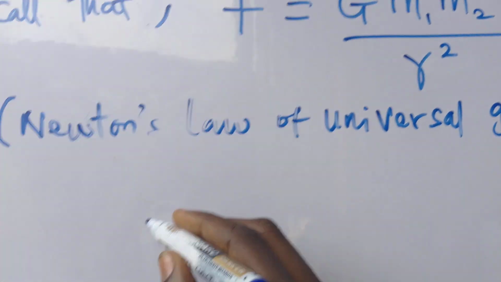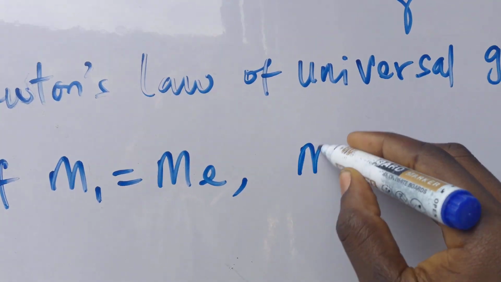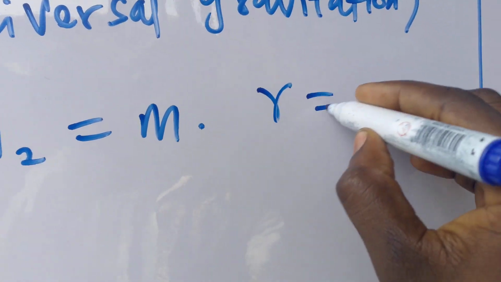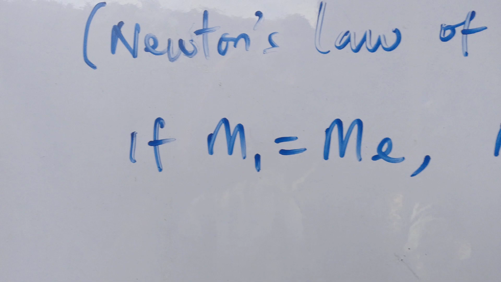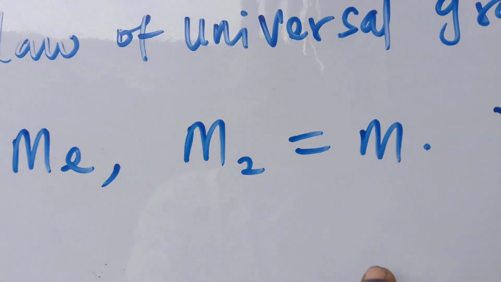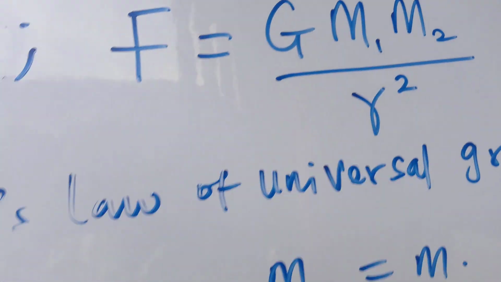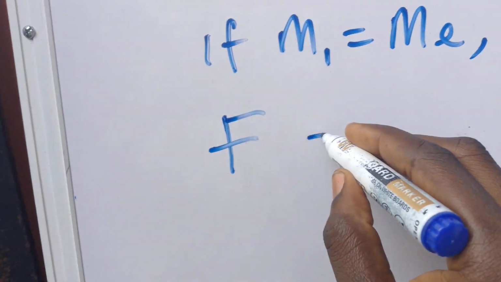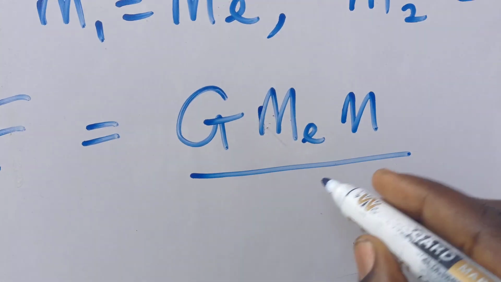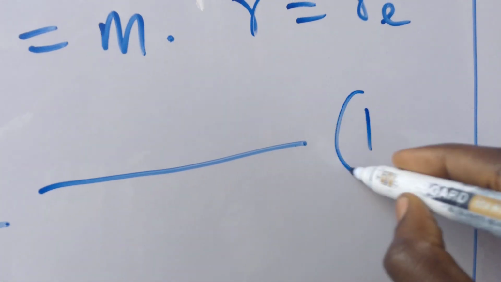Okay, then if m1 is equal to ME, the mass of the earth, and m2 is equal to a common m, this can be the mass of a satellite or an object revolving in space, and r is equal to RE, the radius of the earth. That means that this formula then changes. You have that F is equal to G ME m over RE squared. You can call this equation 1.